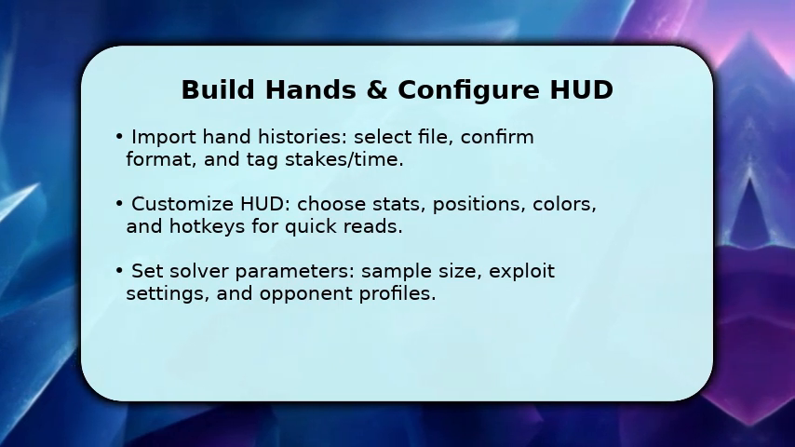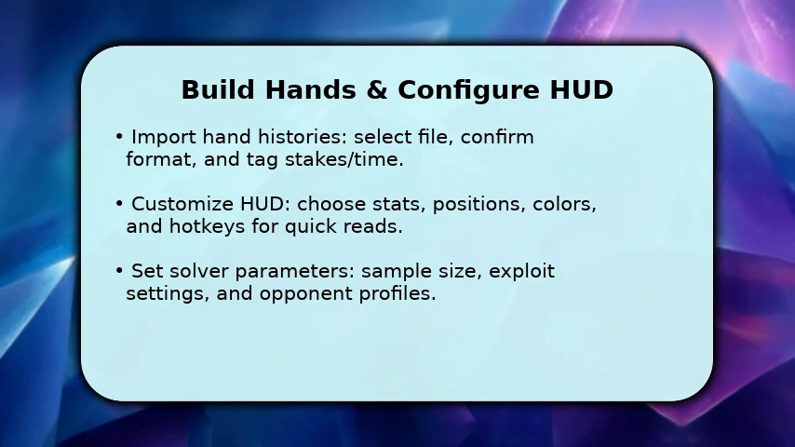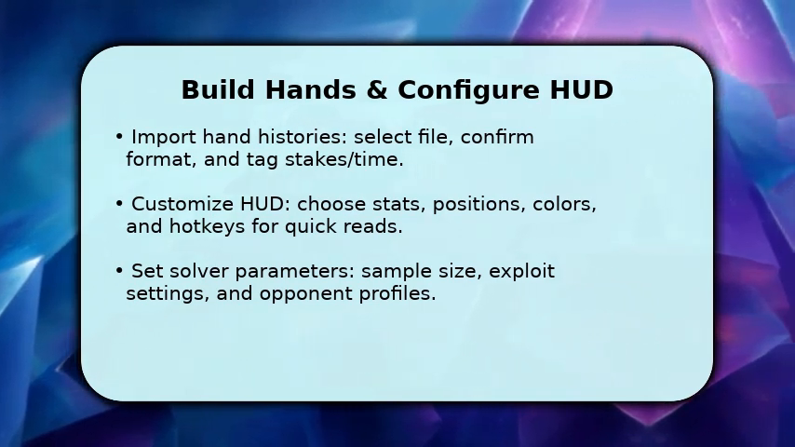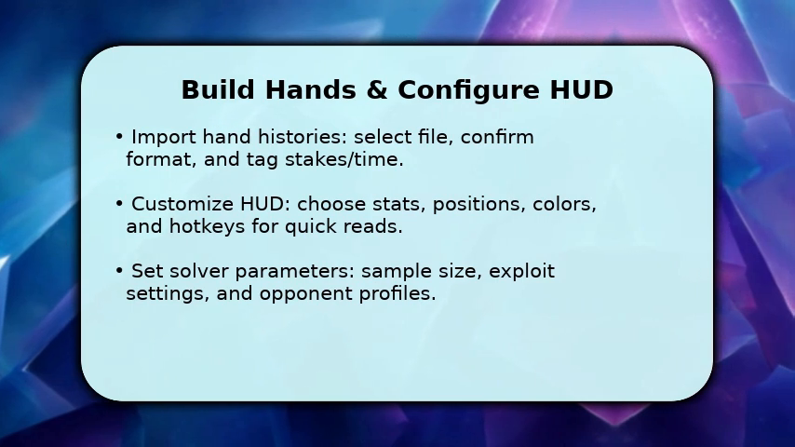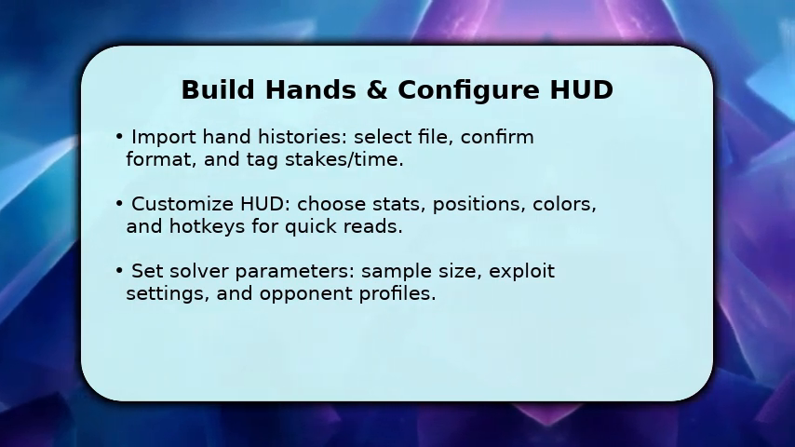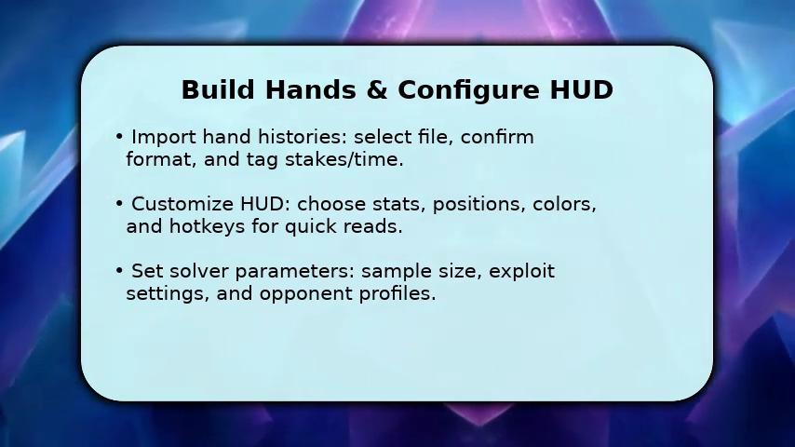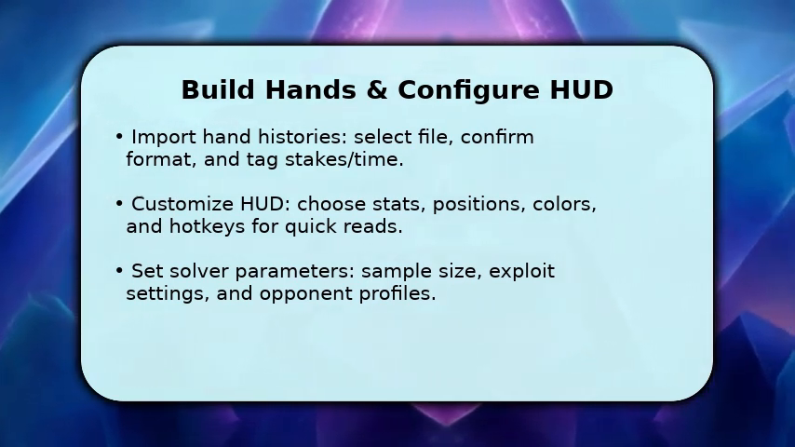Next, configure your HUD layout and hotkeys so reads appear where your eyes naturally go during play. Then set solver parameters such as sample size and exploit preferences. These choices change recommendations, so match them to your table's speed and stakes. Make periodic adjustments while observing how suggested lines differ from.